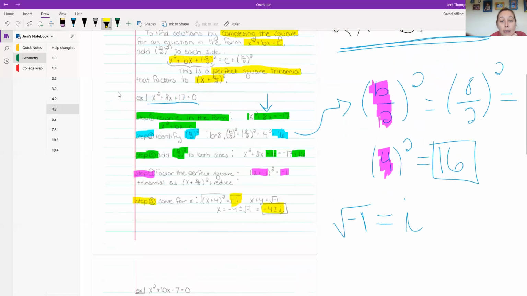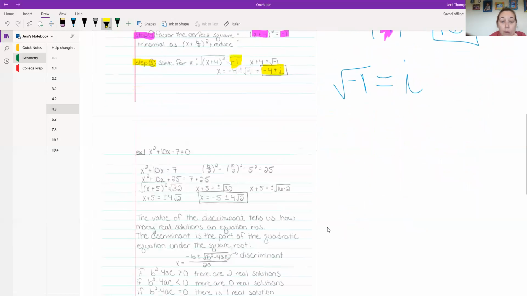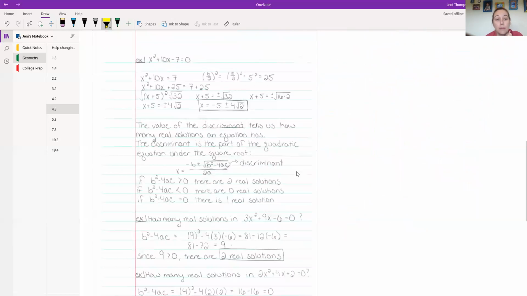So just take your homework questions and apply these steps to them. Okay, it takes a little getting used to, but I think you guys will be fine. If you have any questions, let me know. Let's do one more example and talk about the discriminant.